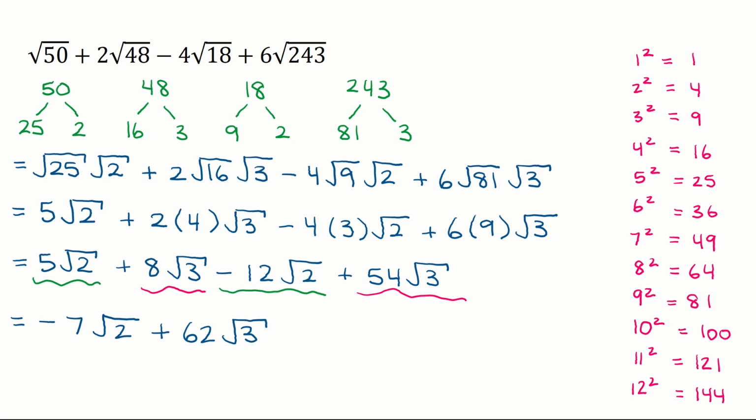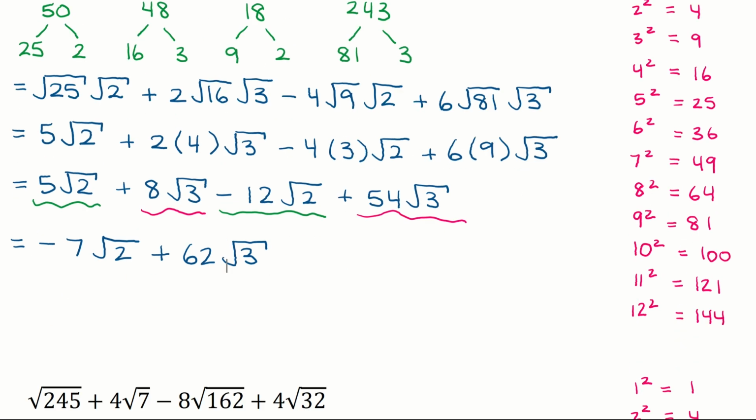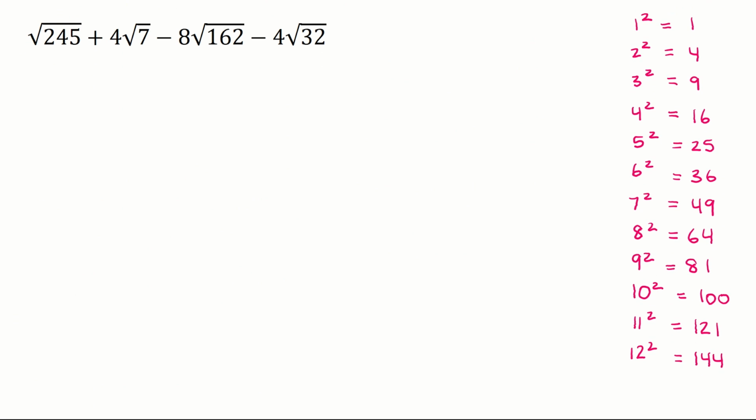Let's look at our next question. It's the same thing, same process. So in this question, we're going to start it the same exact way. We're looking at our numbers and figuring out which perfect squares they're divisible by. The biggest perfect square that this will be divisible by is going to be 49, and it's 49 multiplied by 5. 4 root 7, 7 is not divisible by any perfect square, so we don't need to worry about that.